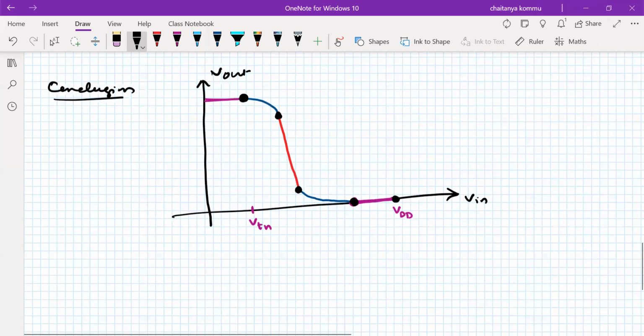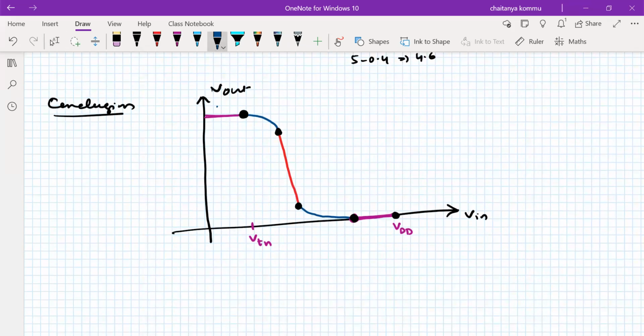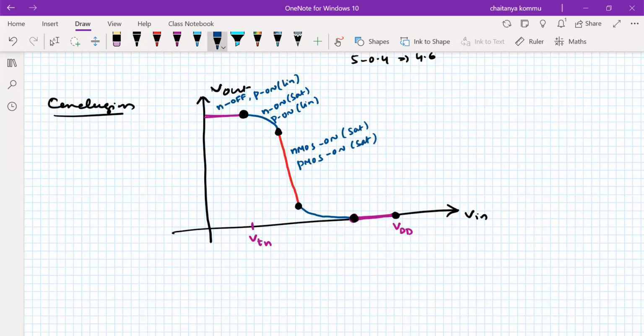Right. So let us write here: NMOS is off. For simplicity, I'm writing N and P. PMOS is on, in linear. Here NMOS is on, it is in saturation, and PMOS is also on, it is in linear. Okay, here NMOS is on and PMOS is also on, but both are in saturation. So at this particular region, both the transistors are acting as current sources.